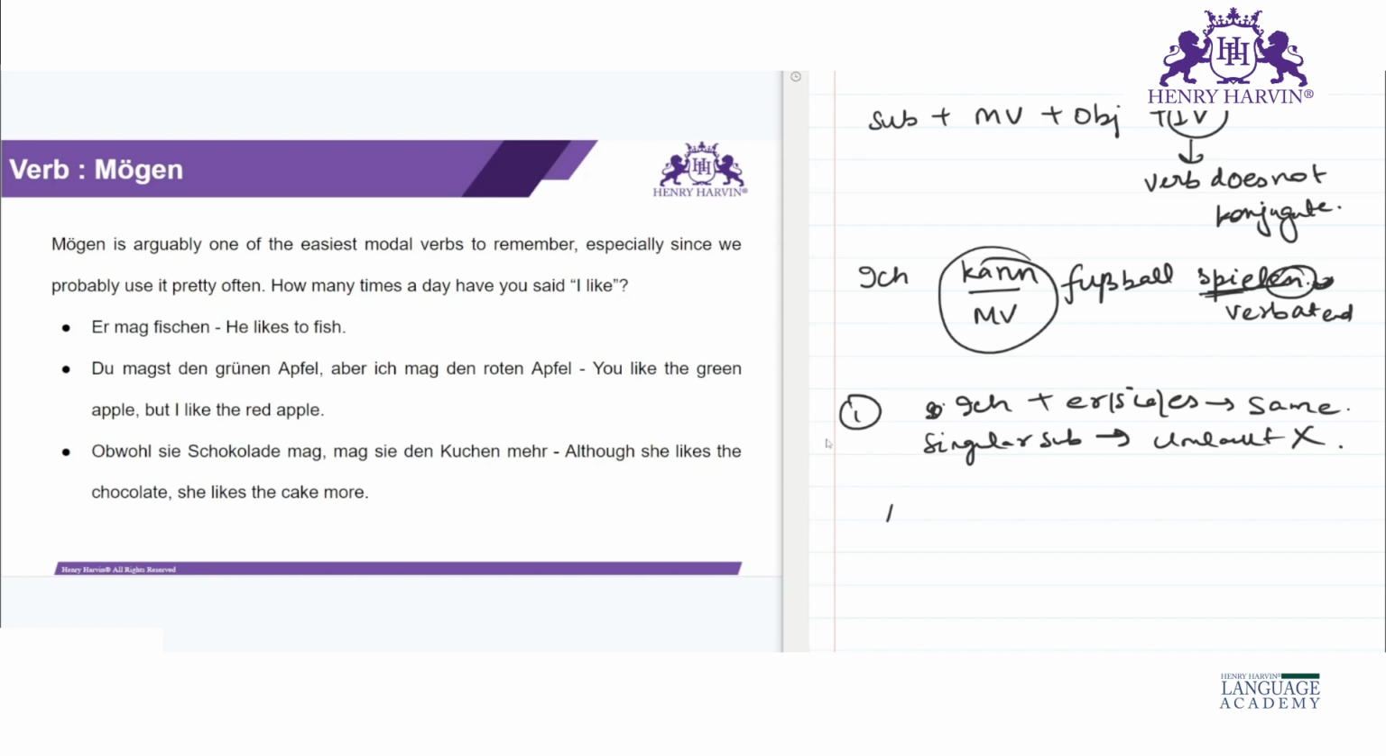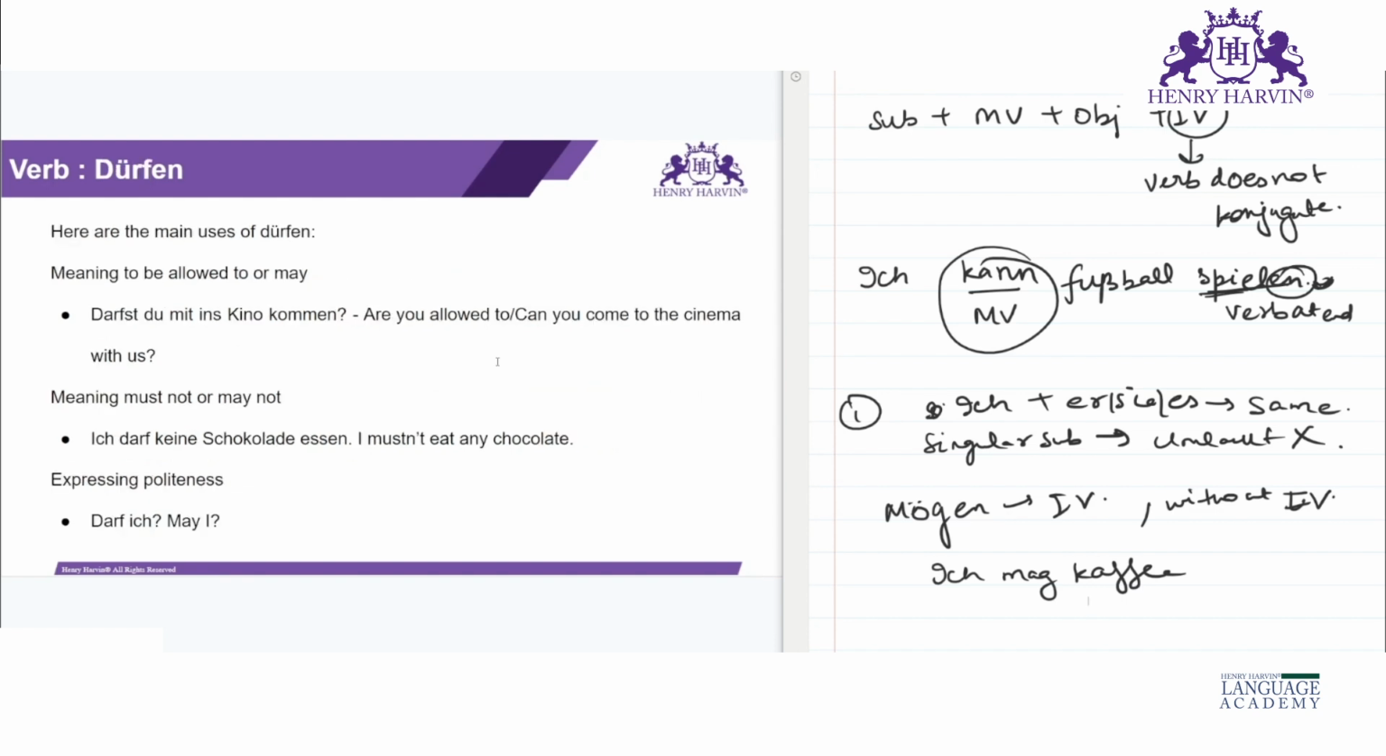Mögen is the only verb which can come with the infinitive verb and also without the infinitive verb, because you are just giving your likeness, you are just telling your likeness. So you can simply say ich mag Kaffee. I like coffee. That doesn't mean you are saying that I like to drink coffee. You are just telling your liking. So that can come without the infinitive verb also.